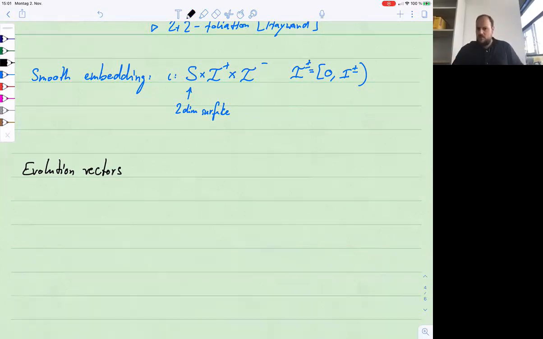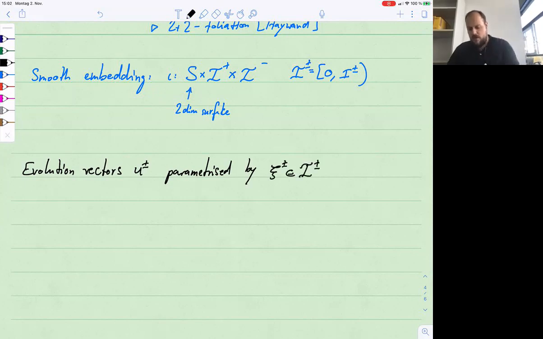You can formulate it super, super general. So we define evolution vectors, U plus minus, which are parameterized by some psi plus minus, which lies in these intervals. Plus here can later be thought of as outgoing and minus ingoing. But this only works when you think about a spherically symmetric spacetime. When it's something else, it is not so clear that you can call them outgoing and ingoing, but I will refer to them as outgoing and ingoing because we can think the whole time about a spherically symmetric space.